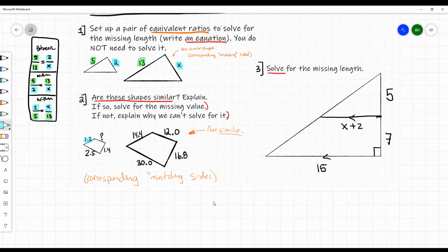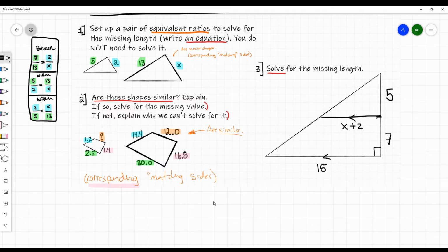So 1.2 and 14.4, those would be considered matching. We have 2.5 and 30 matching. We have 12 and the question mark over here. Those are matching. And then finally, we have 1.4 and 16.8. Those are matching. Okay, so I'm using these colors to illustrate the corresponding sides.